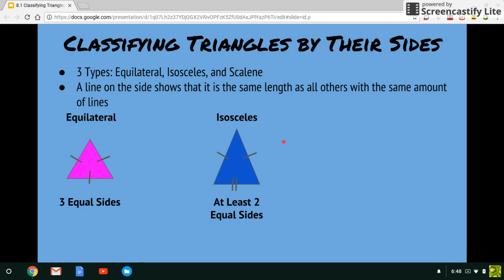Okay, so then we have the third one, scalene, which means that it has 3 different sides. So this side over here has 1 line on it, this side has 2, and this side has 3, showing that they're all 3 different lengths. So we have equilateral, 3 equal sides, isosceles, at least 2 equal sides, and scalene with 3 different sides.